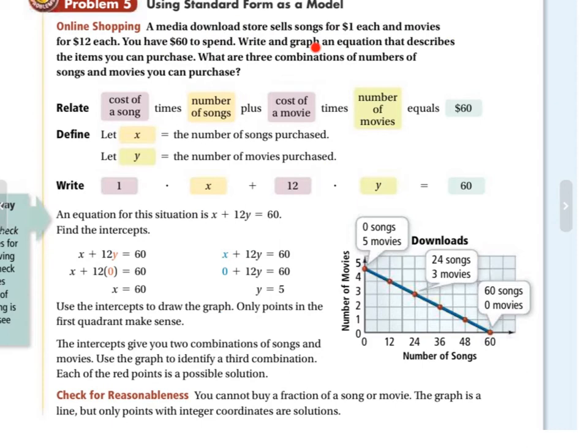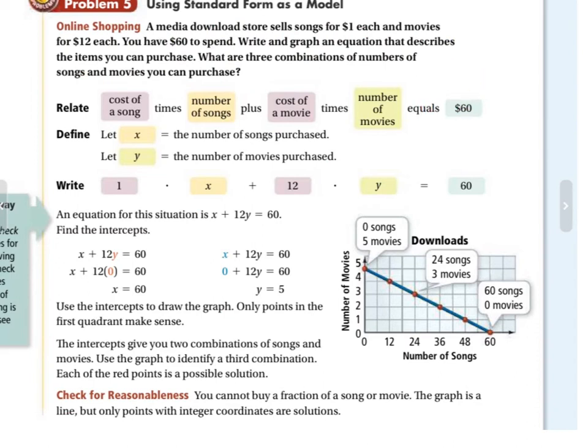Write and graph an equation that describes the items you can purchase. What are 3 combinations of numbers of songs and movies you can purchase? So, we have here the cost of a song, $1, times the number of songs that you're going to buy, which will probably be x, plus the cost of a movie, which is $12, times the number of movies, which is going to be y, equals your $60.